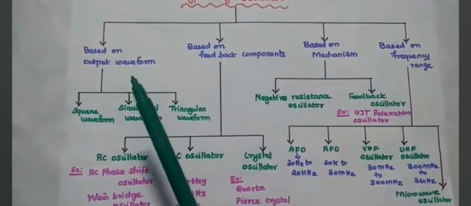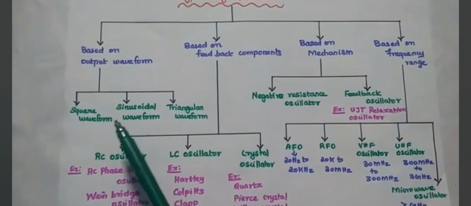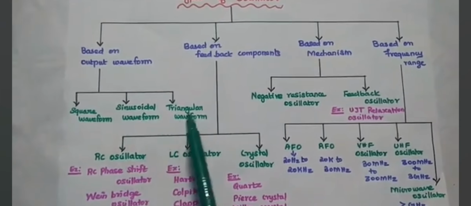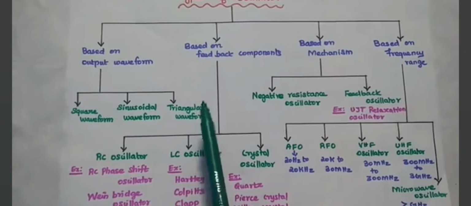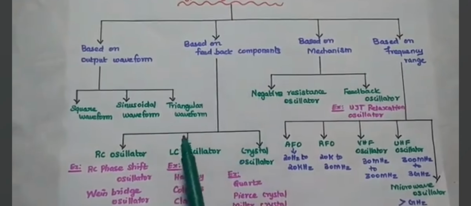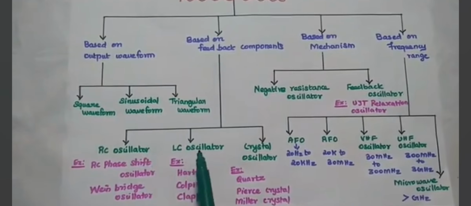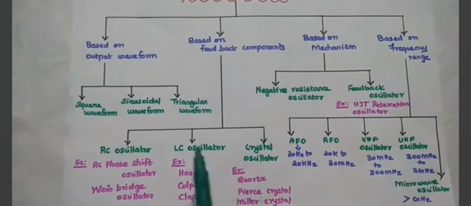criteria. The first one is based on output waveform. It can be classified into square waveform, sinusoidal waveform, triangular waveform generator. So next one is based on feedback components. It can be classified into RC oscillator, LC oscillator, crystal oscillator.